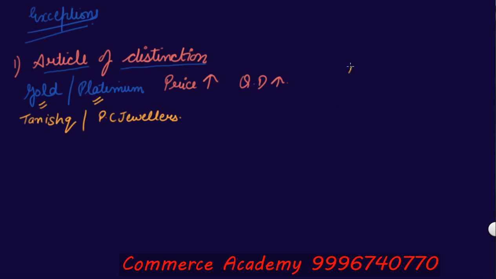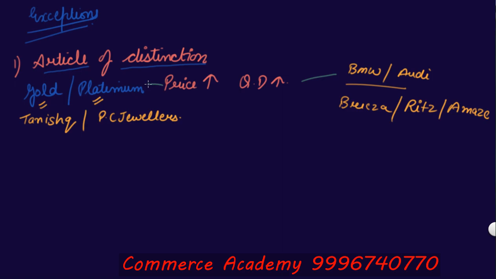We will buy a BMW or Audi or Porsche, right? We will not buy your Brezza, Ritz or Amaze, right? So very rich people opt for these luxurious products. Middle-aged, middle-group people go for these, right? So can poor people afford these gold and platinum items and all?